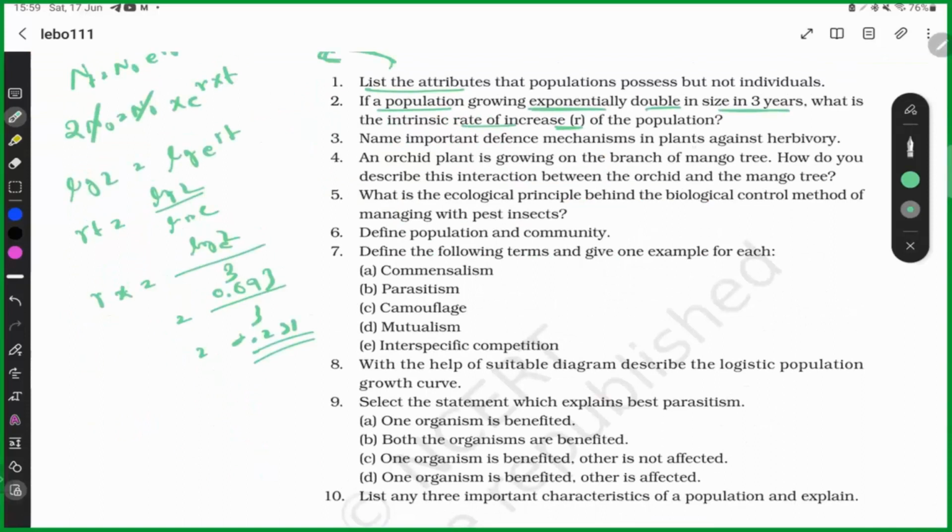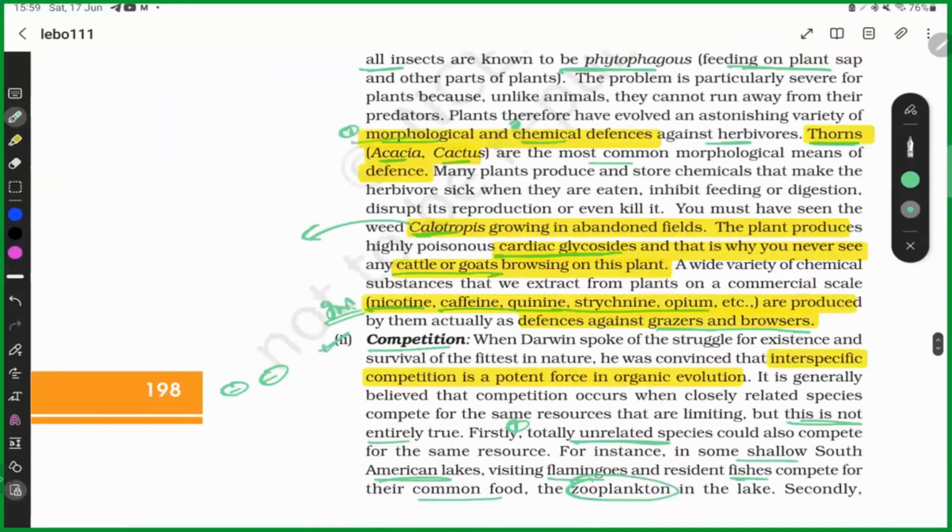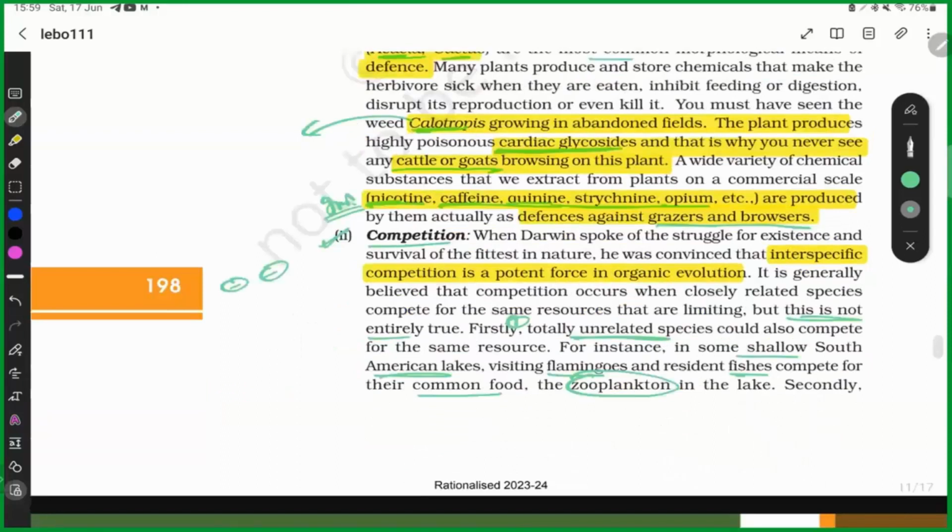Name the different important defense mechanisms. There are two types: one is morphological, one is chemical. Morphological means thorns, and chemical means Calotropis, which produces cardiac glycosides, and there are other chemical substances like nicotine, caffeine, quinine, strychnine, opium. You can write your answer from this.